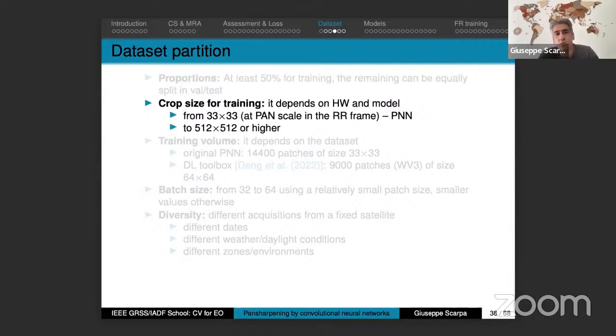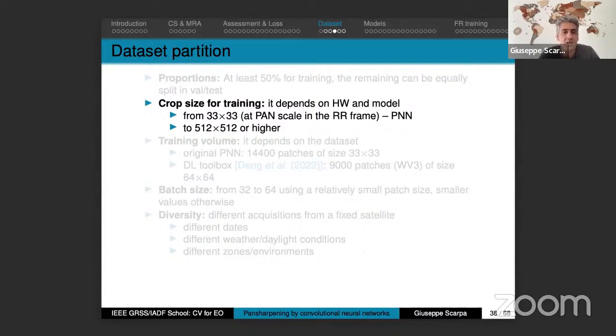Second question, what's the optimal crop size? In our original paper, PNN, our first paper, we followed the practice that was already present in the related task of super resolution, where deep learning appeared a few years before than on pan sharpening. In this case, we used a relatively small size, 33 by 33.